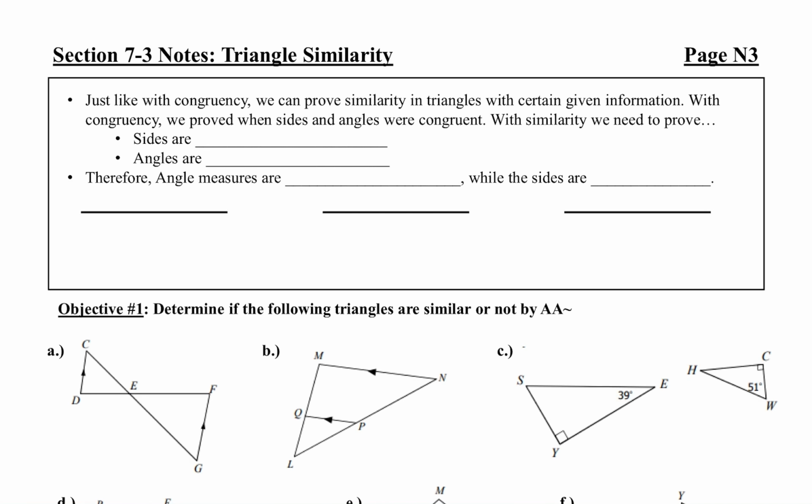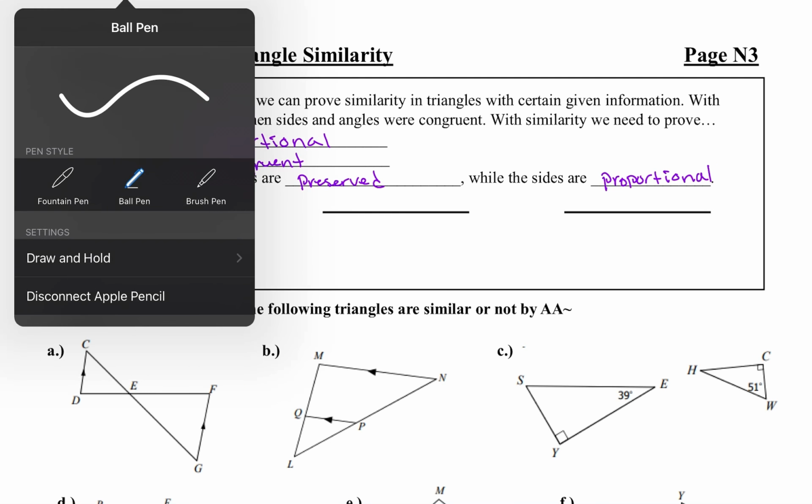For something to be similar, the sides are no longer going to be congruent to each other. The sides are going to be proportional to each other. So if the sides are proportional, you potentially have two similar figures. For it to be similar, though, the angles have to be congruent. In other words, the angle measures are preserved while the sides are proportional. So we need the angle measures to be preserved. They have to be the same angle measure. Let's talk about what I mean by that.